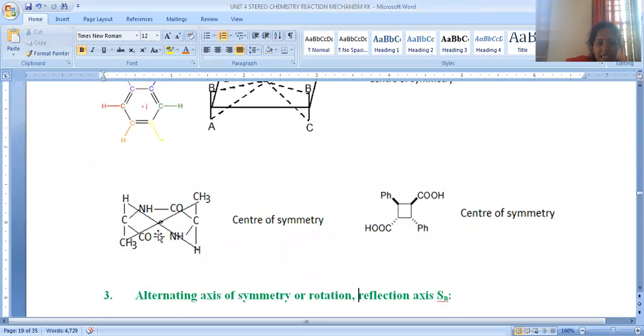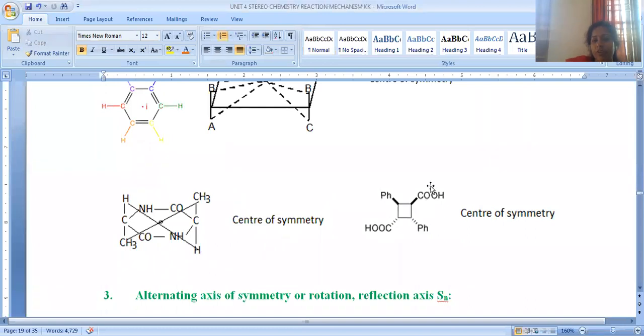Now, let us take this cyclic compound. Cyclic amide it is. When we are taking from the center, it is meeting a methyl group in one direction. Even in the opposite direction, a methyl is there. In this corner hydrogen, in the opposite corner also hydrogen is there. Hence, it possesses center of symmetry.